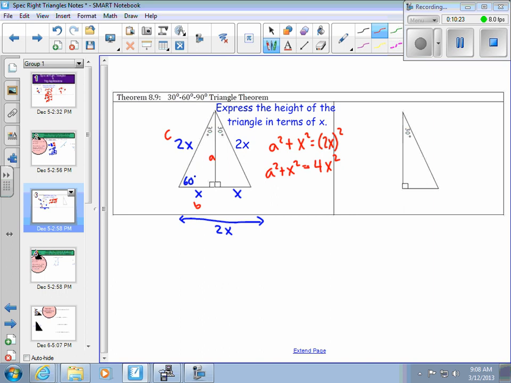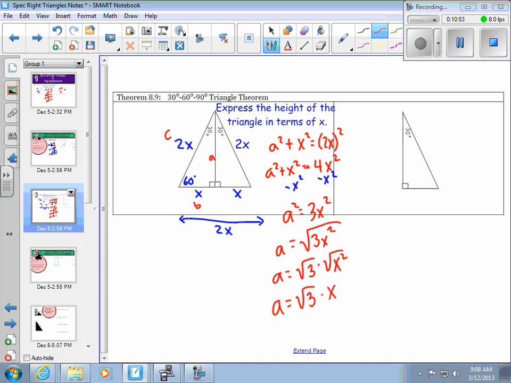Let's combine these like terms here. Let's subtract an x squared from both sides. If we do that, now we got a squared equals 4x squared minus 1x squared is 3x squared. We want to know what's the height, or just a here, so take the square root of 3x squared. Meaning we have square root of 3 times square root of x squared, and like we talked about before, square root of x squared would just be x. So we got square root of 3 times x.